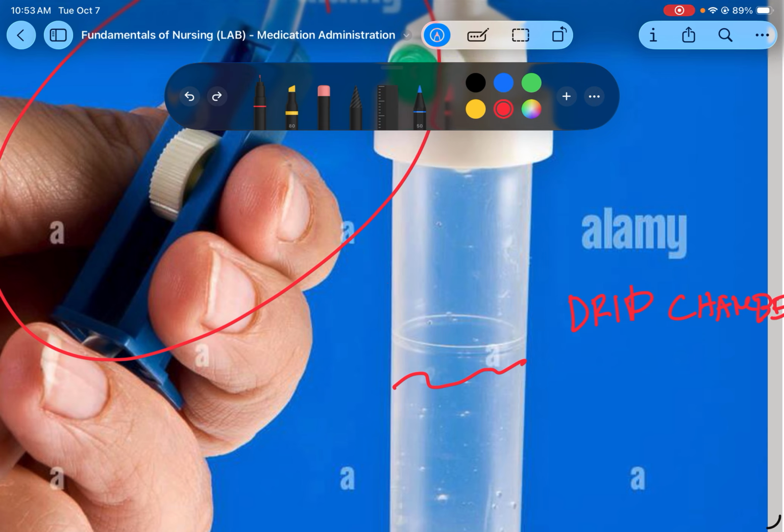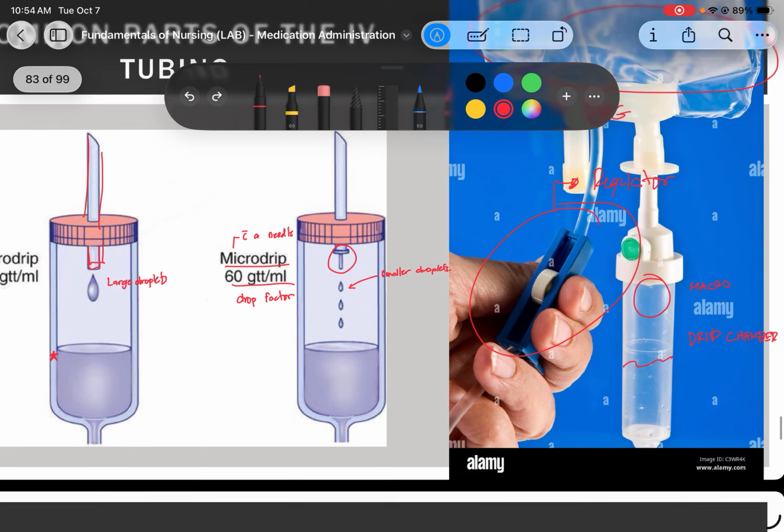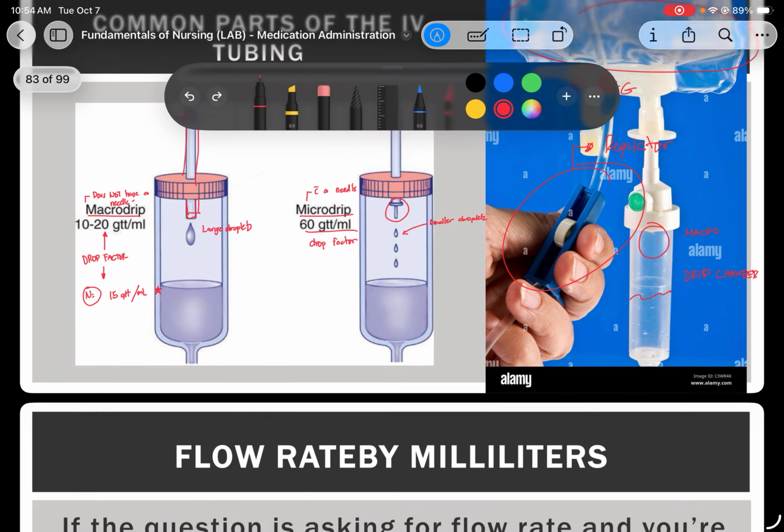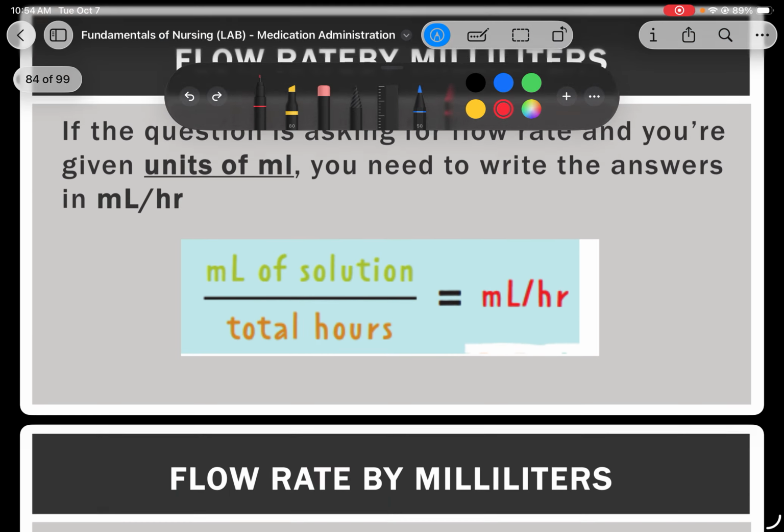If you look at this drip chamber, class, is it macro or micro drip? This is macro drip because as you can see, there is no needle. Keep that in mind while we are discussing this.